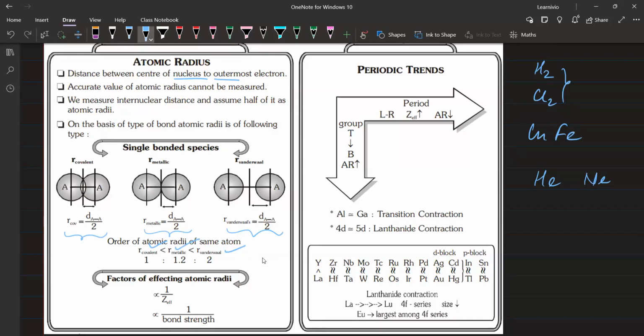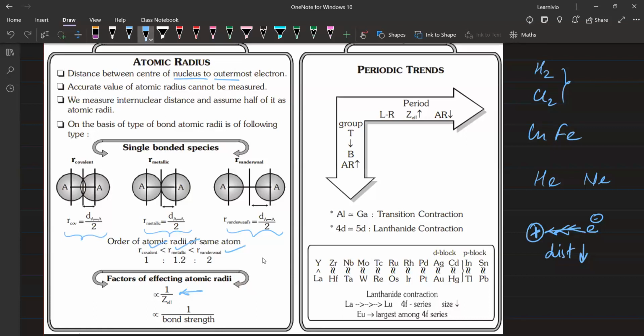Now, the factor that affects the atomic radius is the Z effective. If Z effective is very high, that means the effective nuclear charge is very high, then what would happen? It would pull the electrons very effectively. And if it is pulling the electrons very effectively, the distance between the protons inside the nucleus and the electrons will decrease, and that is why the size will also decrease. So we will say that atomic radius is inversely proportional to the Z effective.